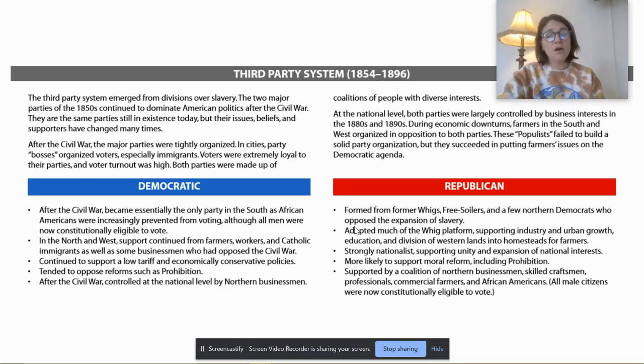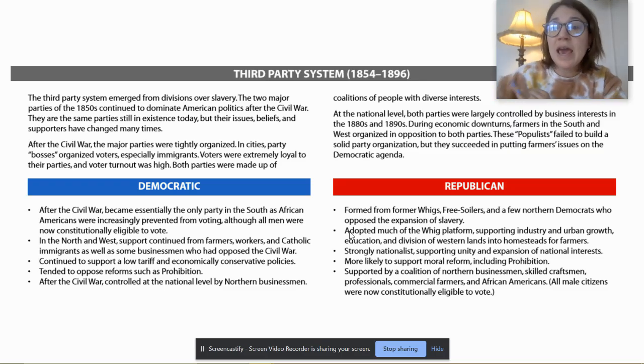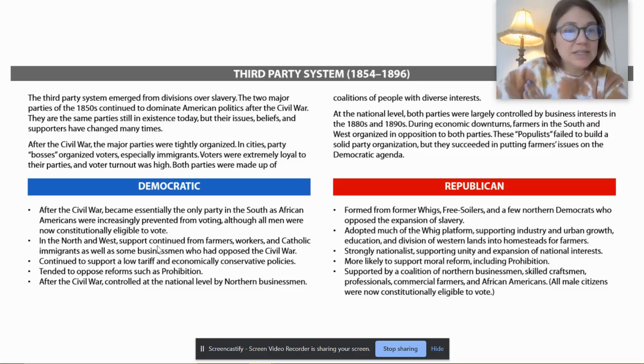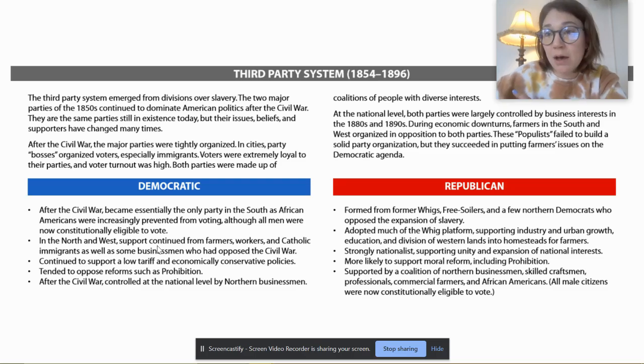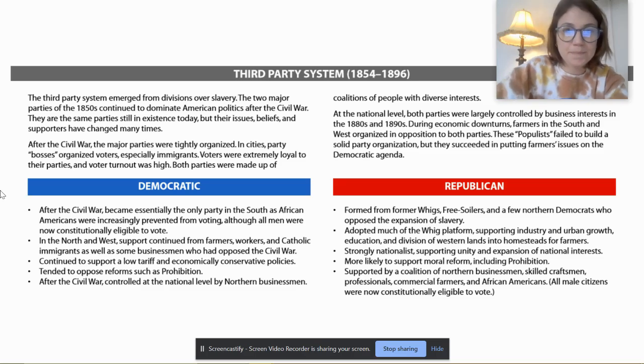These Republicans formed from our former Whigs and Free Soilers. These are people who did not want slavery in new states, and a few Northern Democrats who opposed the expansion of slavery. That's who the Republicans were. Whereas the Democrats were strictly the only party in the South. Remember, African Americans were viciously prevented from voting for Republican candidates. So the Democrats pretty much owned the South.